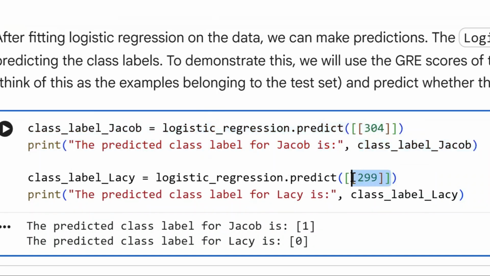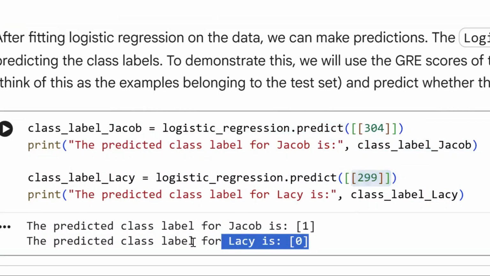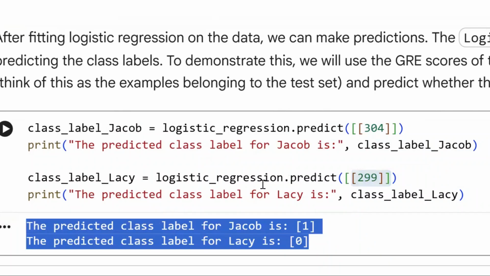Lacey, who has 299, is obviously below the threshold. That's why she gets a label of 0. So that is how we can go and check out how to perform logistic regression in code.